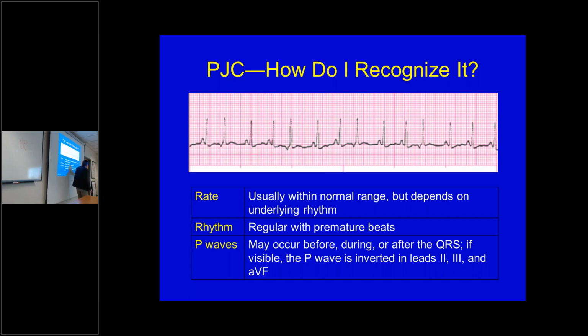So what would you call this? Trigeminy with PJCs, because you've got inverted P waves, right? What if you just don't see the P wave? If you just don't see the P wave in these intermittent premature contractions, how would you know what kind of contraction it is? If you don't see a P wave at all, it's got to be a PJC, right? Because with a PAC, you're going to see a P wave.